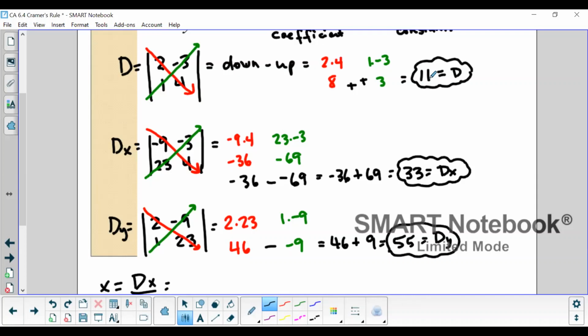So in case you weren't ready to listen, you were busy writing or something, let me repeat that one time. I made a mistake on capital D, the original determinant. It should have been 8 minus negative 3, which becomes 8 plus 3, which makes our D equal to 11.